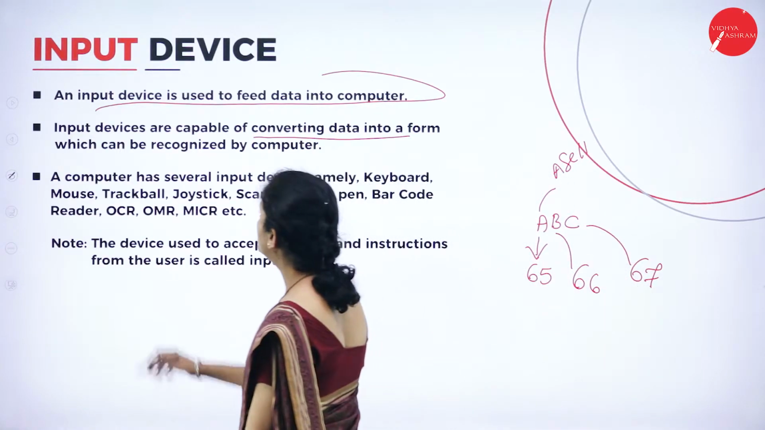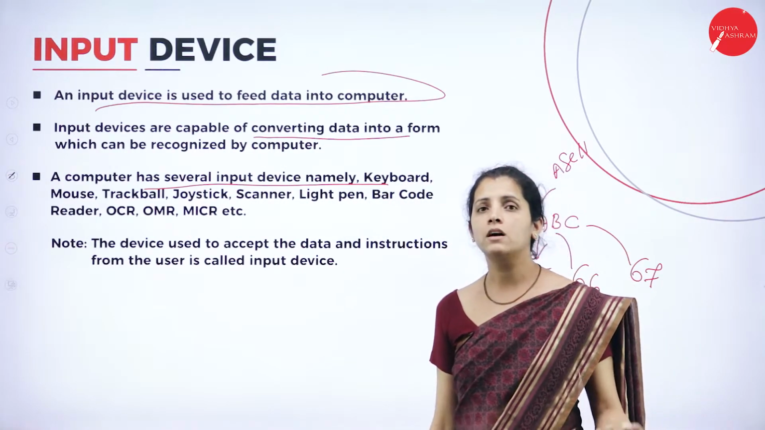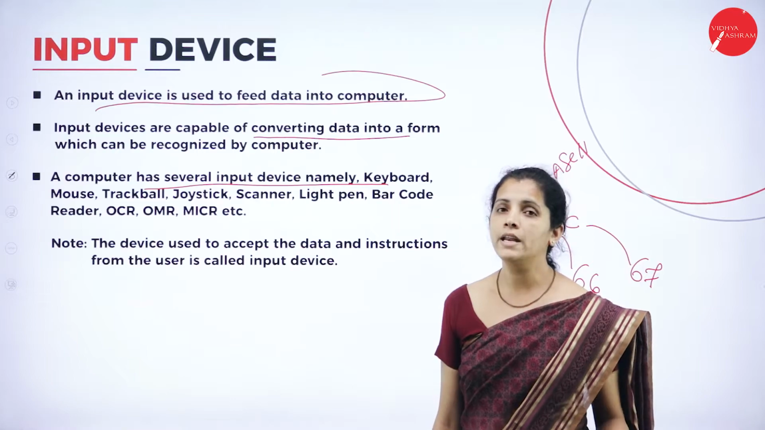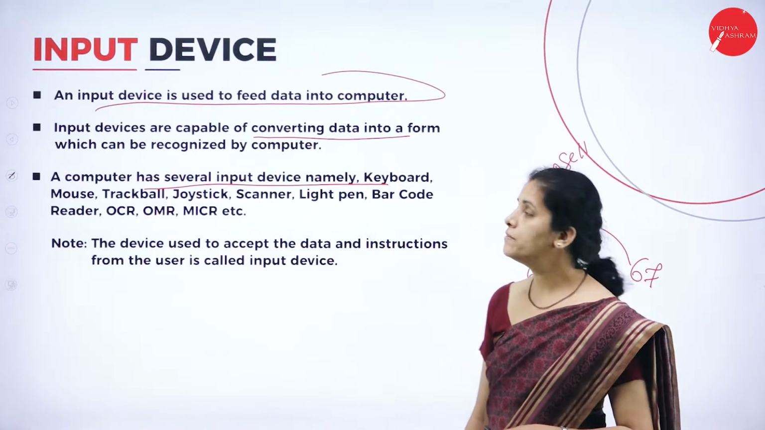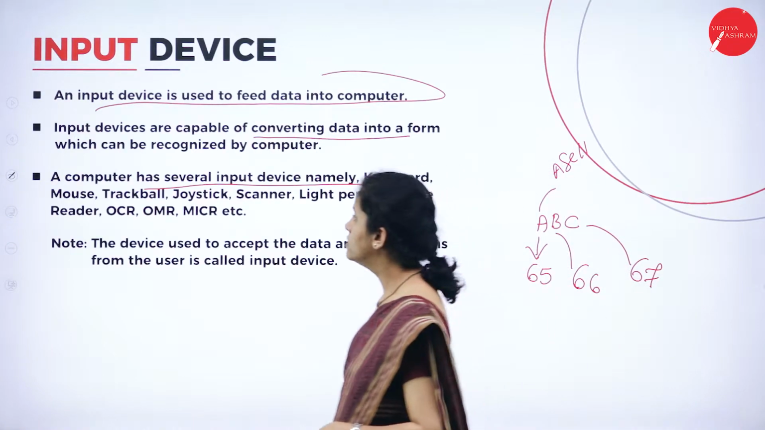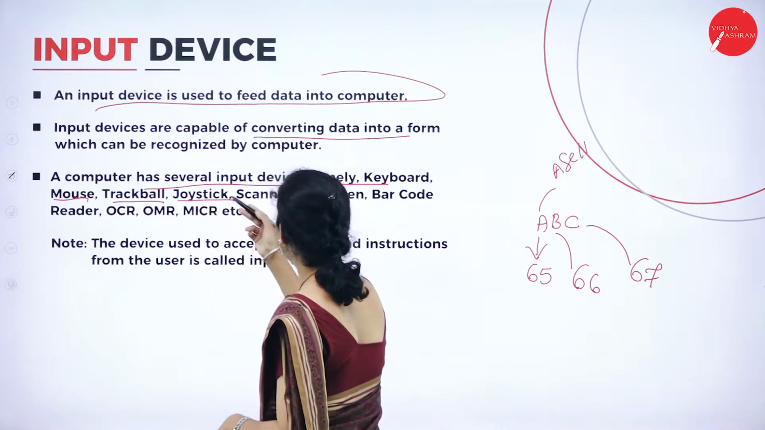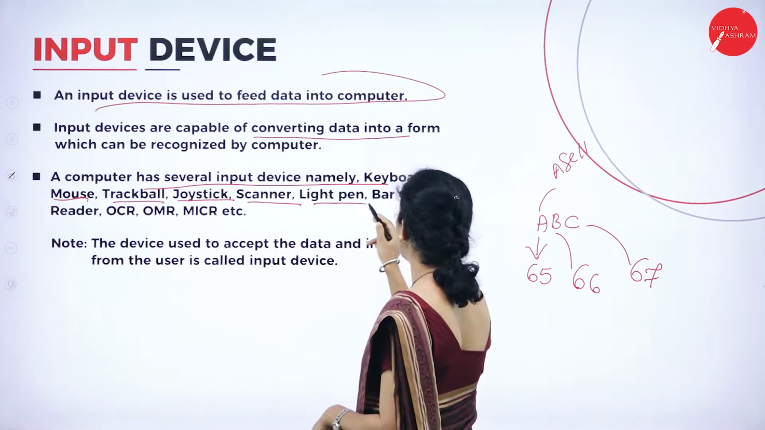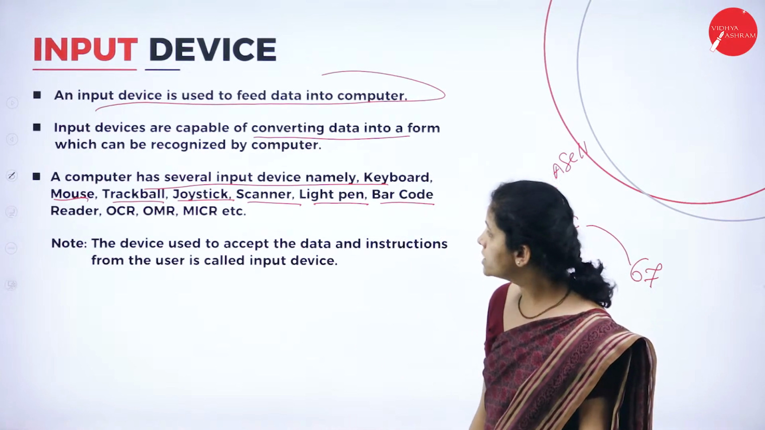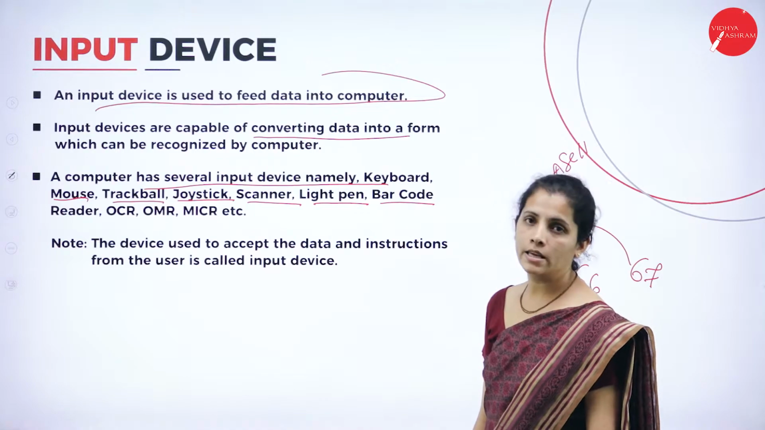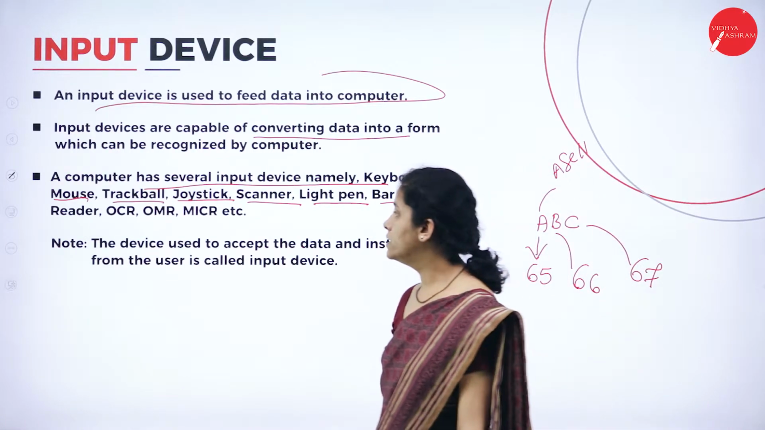A computer has several input devices. Even if I consider a scanner, a scanner is also an example of an input device. Mouse, trackball, joystick, scanner, light pen, barcode reader, OMR, OCR, MICR, keyboard, etc. These are examples of input devices.